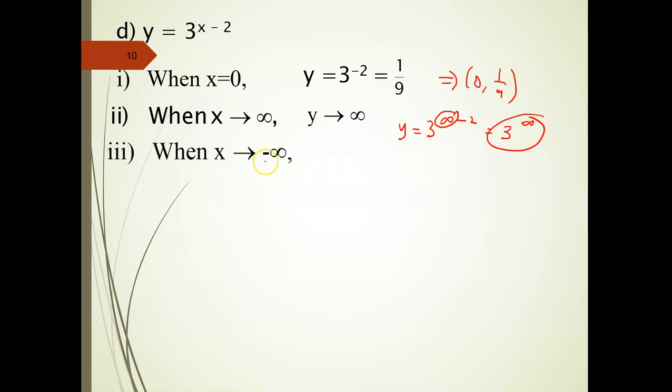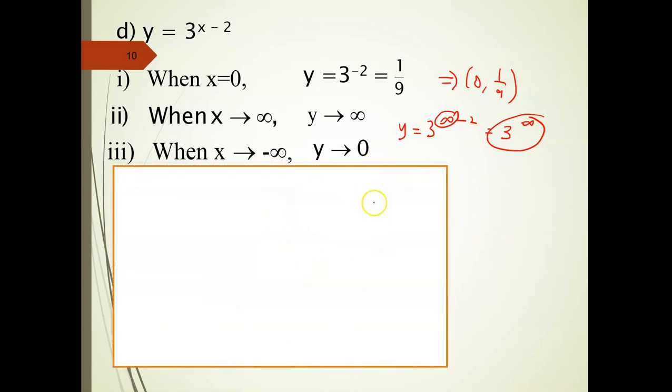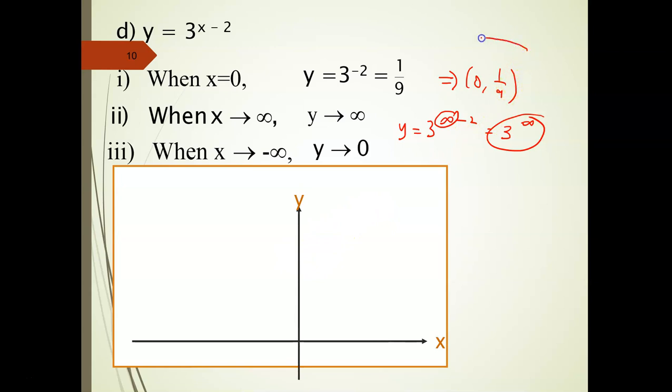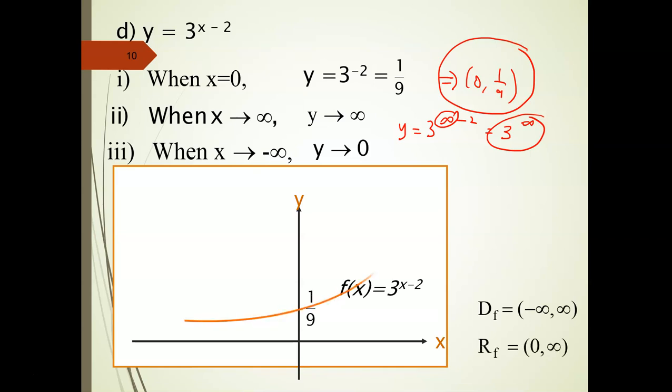Number 3, when x approaches negative infinity, then your y will approach 0. So the graph will be the same. What changes is only your y-intercept. It will touch at the point (0, 1/9). Okay, same thing.